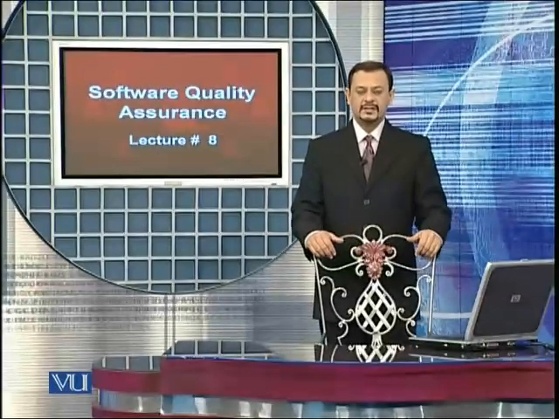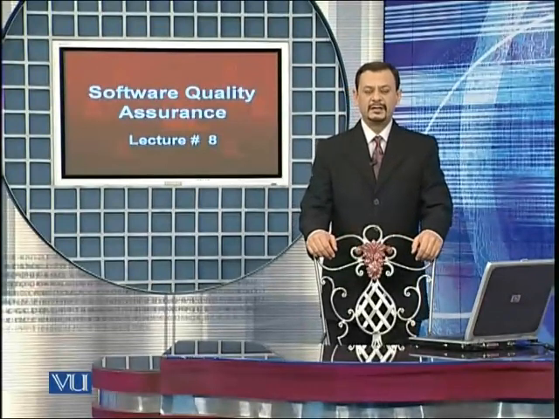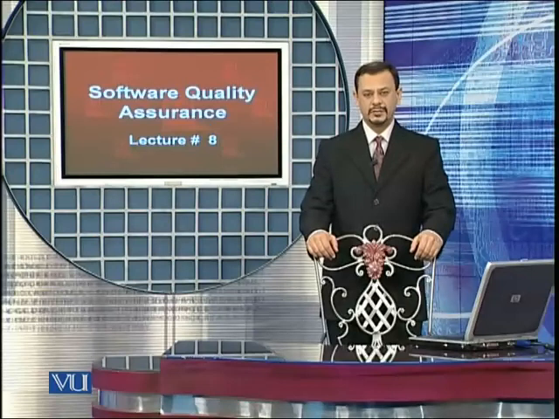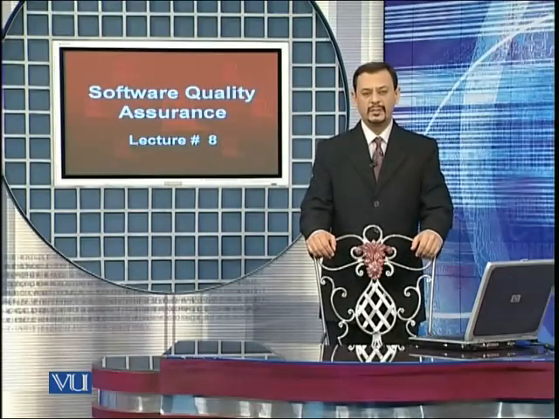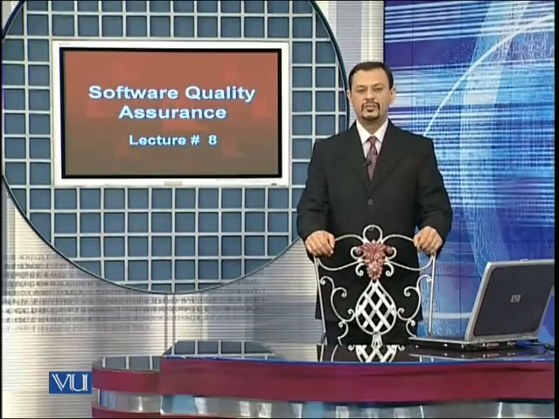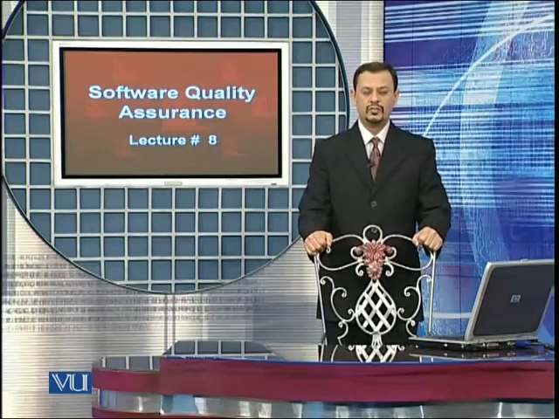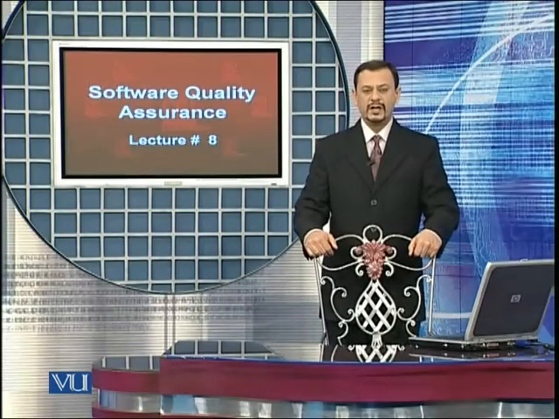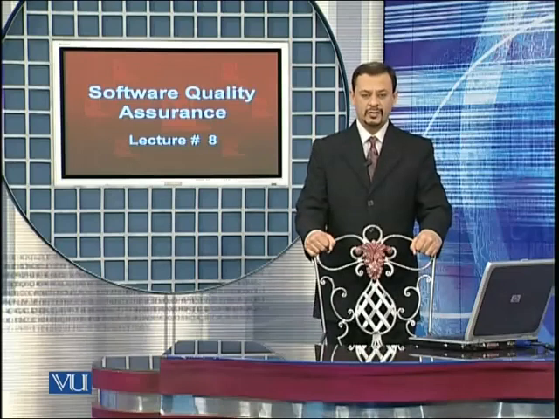In the last lecture, we talked about requirements and the software requirements engineering process. We discussed different kinds of requirements, and we tried to associate different quality aspects to different aspects of software requirements. Today, we will continue our discussion on software requirements and software quality assurance.